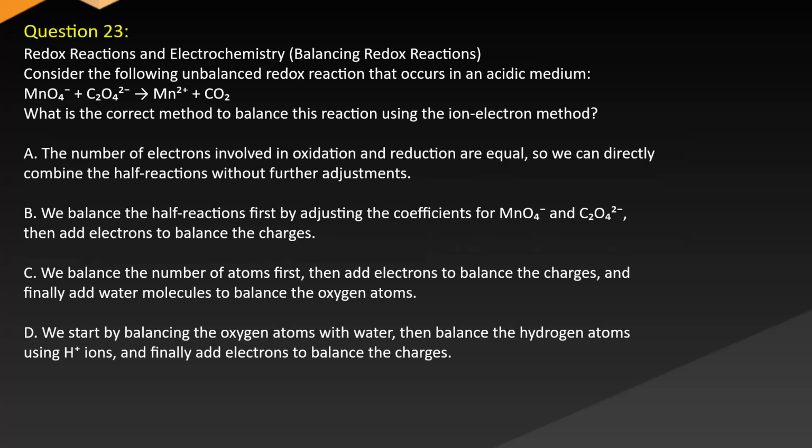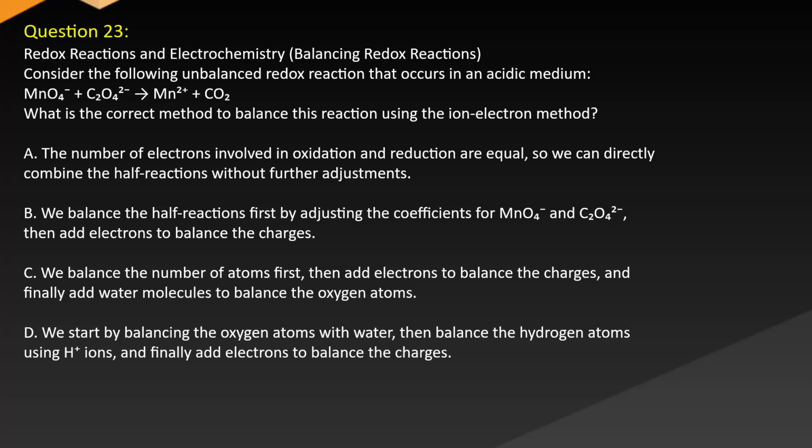Question 23. Redox reactions and electrochemistry. Balancing redox reactions. Consider the following unbalanced redox reaction that occurs in an acidic medium: Mn + Co → Mn + Co. What is the correct method to balance this reaction using the ion electron method?